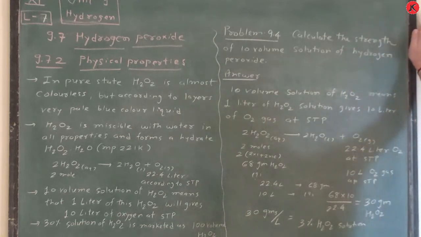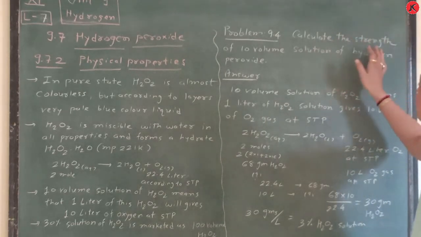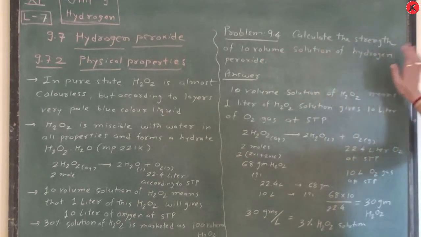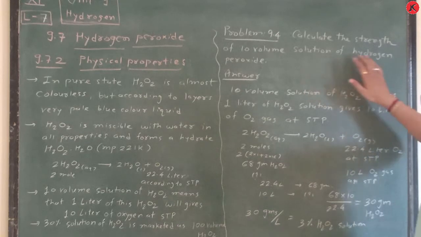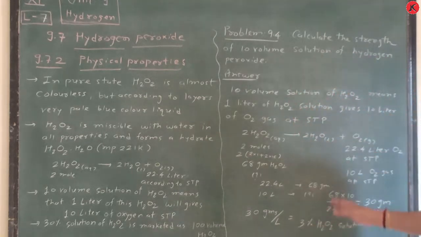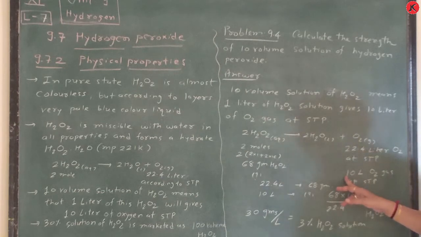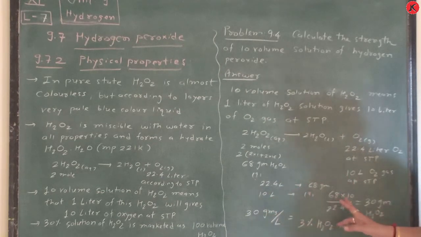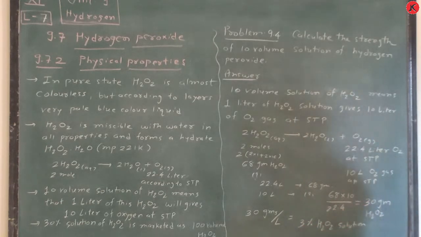In your NCERT textbook, in an exercise, just for homework, calculate the strength of 30 volume solution of hydrogen peroxide. 30 volume. Okay, and that is in your homework. According to that, you just calculate. Instead of 10 liter, here you get 30 liter. So here 30 is there, here 30 is there. Instead of that, 90 is there. So this value may be around 9%. Okay, so that type of answer we get.